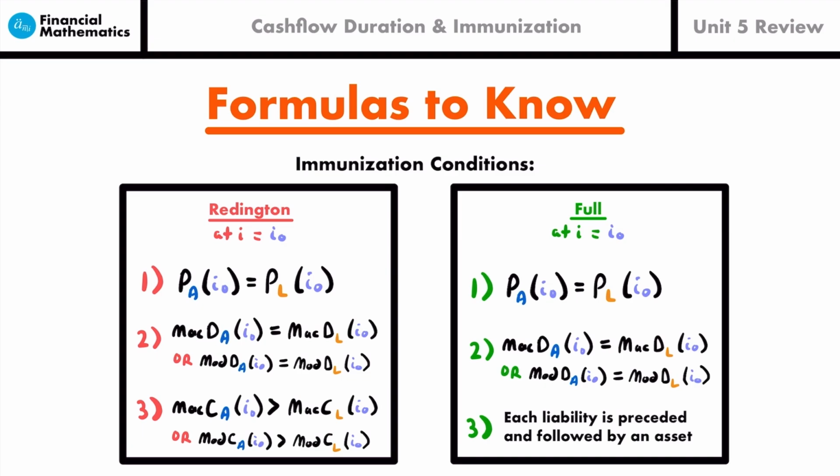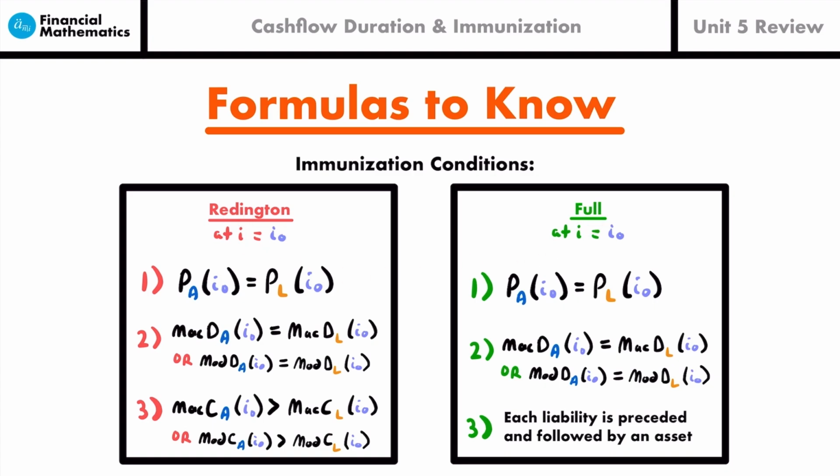Where the paths diverge is with the third condition. For Redington immunization, the convexity of the assets must be greater than the convexity of the liabilities. And you could use the Macaulay convexity or the modified convexity to check that. It doesn't matter. Whichever type of convexity is easier for you to work with, which in most cases is going to be the Macaulay convexity, is the one that you should work with when you are checking this condition, or if you're working with that condition in a problem. But that's the third condition for Redington immunization.